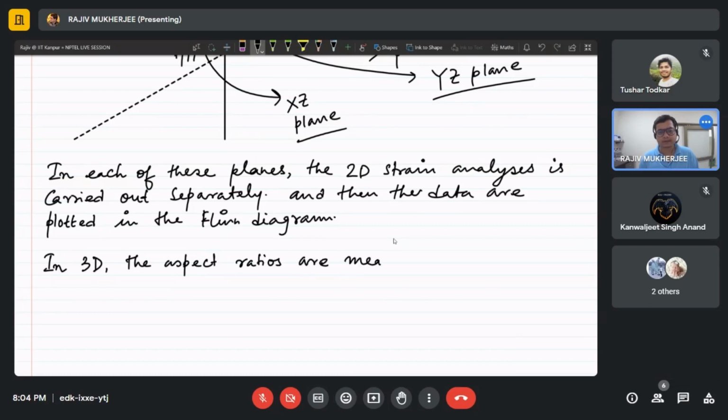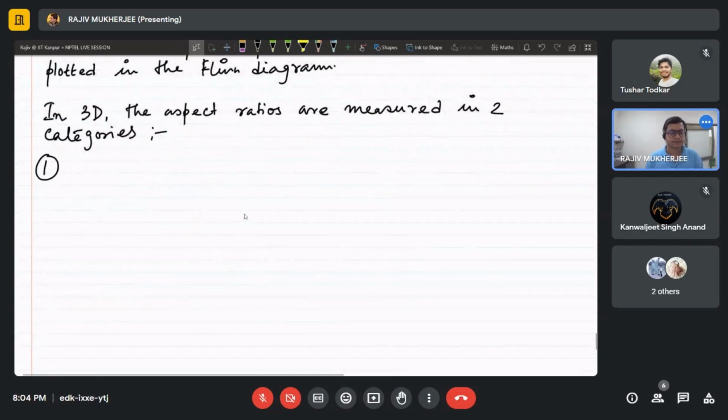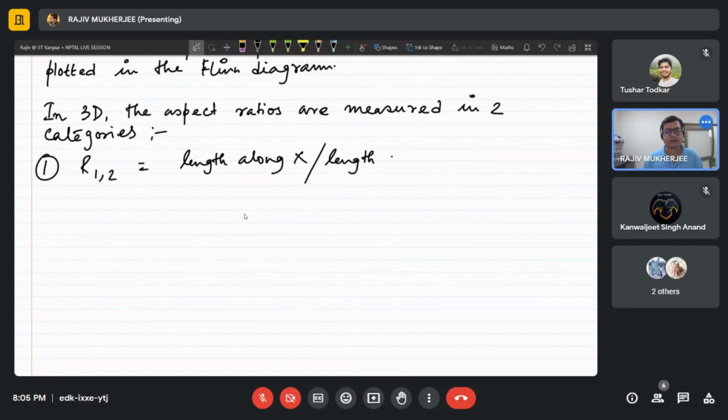So one is R12, which is expressed as length along x divided by length along y, and number 2 is R23, which is length along y divided by length along z.